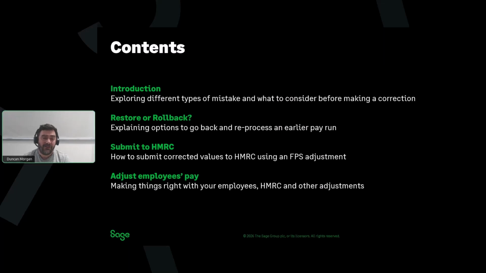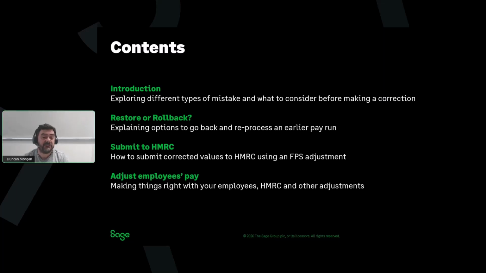Let's now take a look at what we'll cover in today's webinar. For an introduction, we're going to explore some different types of mistakes that can happen within payroll and look at what you need to consider before making any corrections. We're then going to take a look at the options to go back and reprocess an earlier pay run. This would include restoring a backup or using the rollback wizard to go back and reprocess the period where the mistake was originally made.